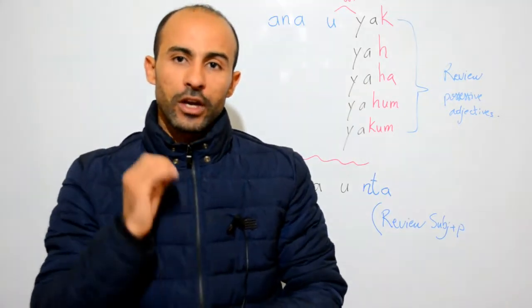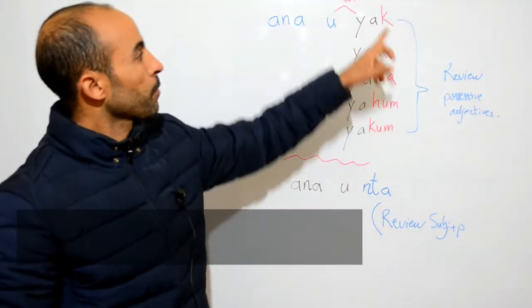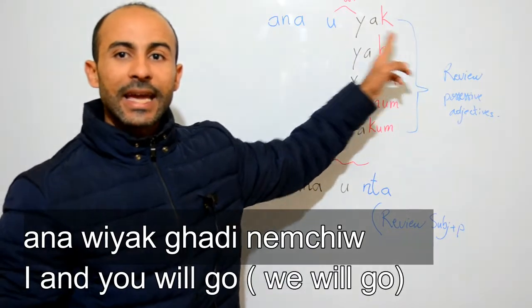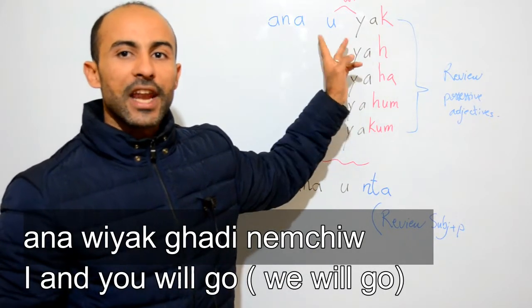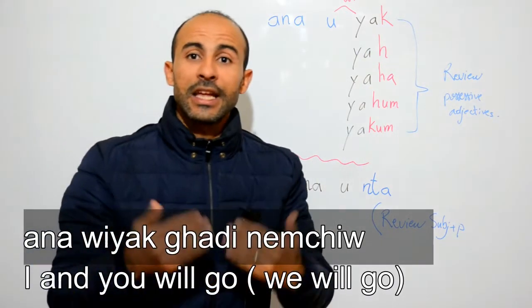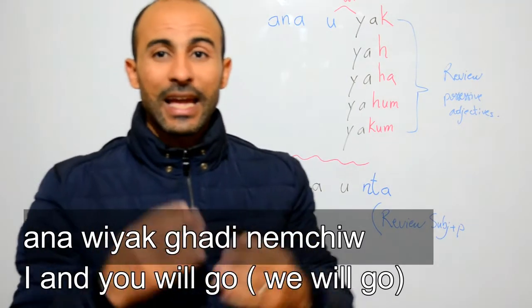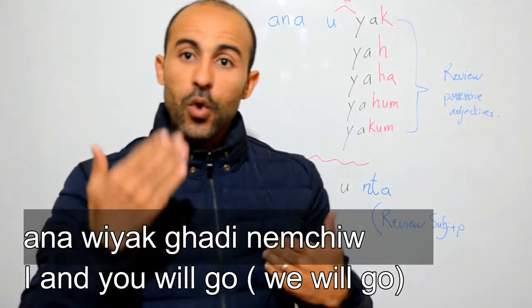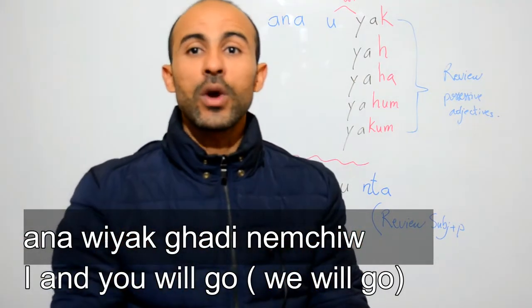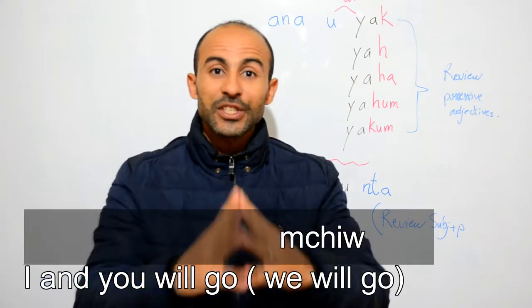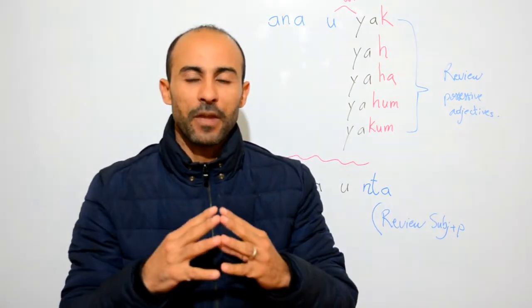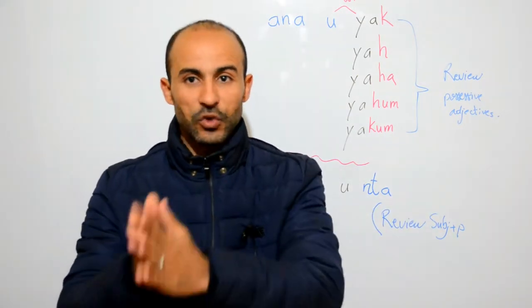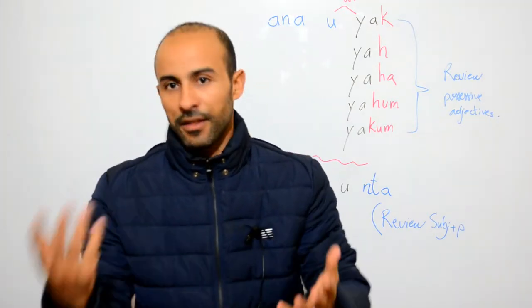Okay, so a quick review of this. Anna wiyak. Ghadi nmshiw, Anna wiyak. So this is it, how to say I and you, or I and she, or I and they.